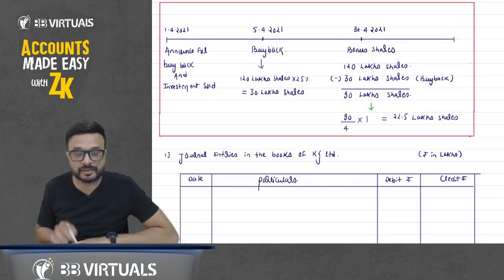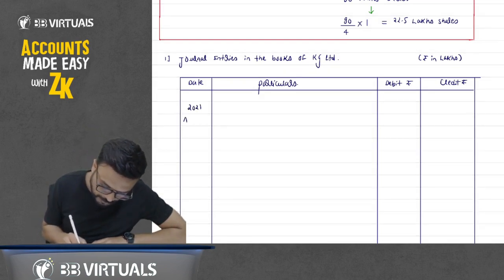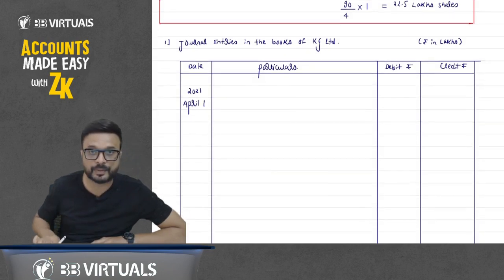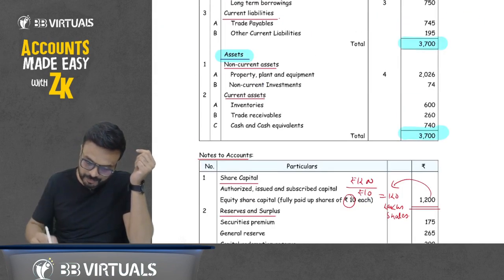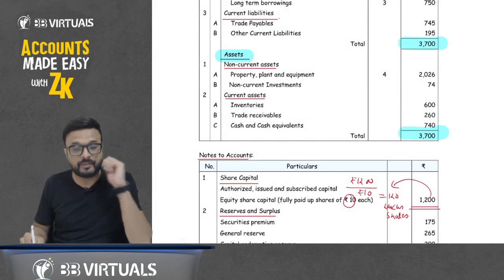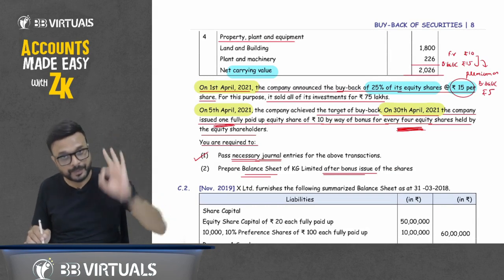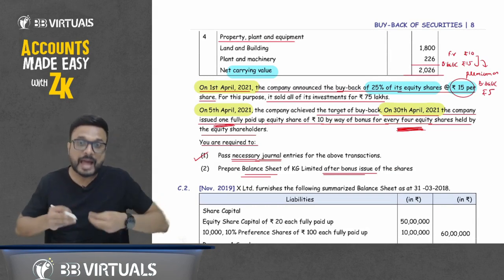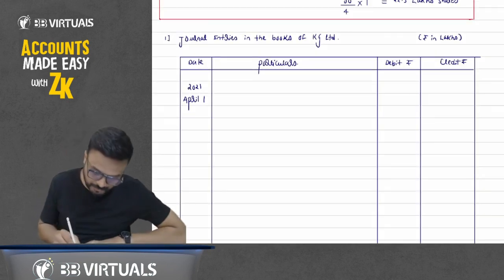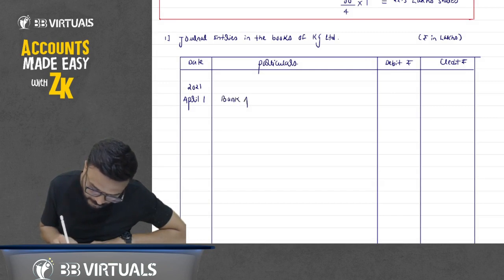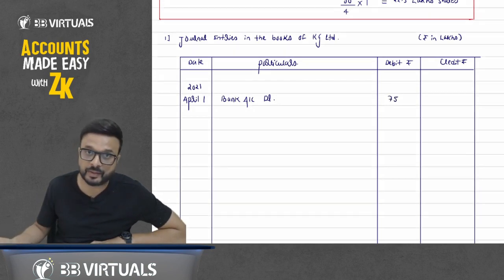Before that we have sold the investment, on 1st April 2021. How much is the book value of investment? The book value of investment is rupees 74 lakh, and we have sold the investment at rupees 75 lakhs. It means there is a profit of 1 lakh. So first, bank account debit. How much have you received? 75 lakhs.